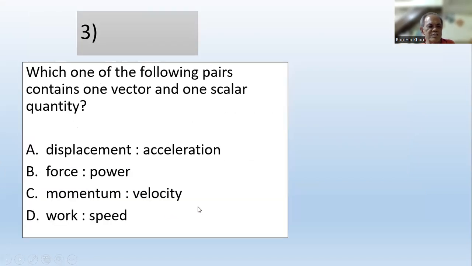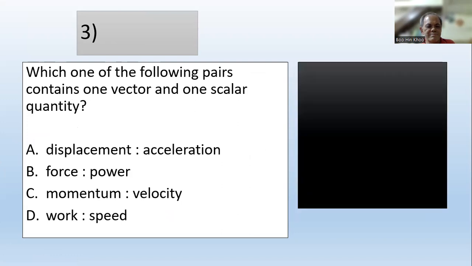This is also a partial question. Which of the following pairs contain one vector and one scalar? These are two vectors. This one is a vector, this one is a scalar. This vector, scalar, scalar. So the answer is B.